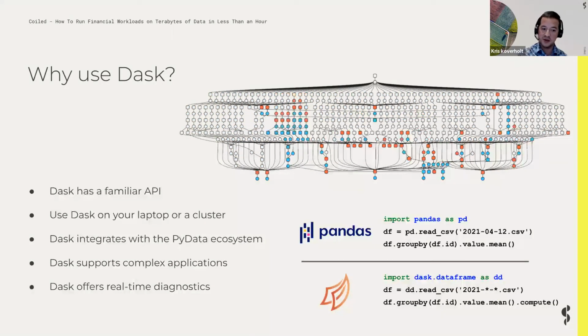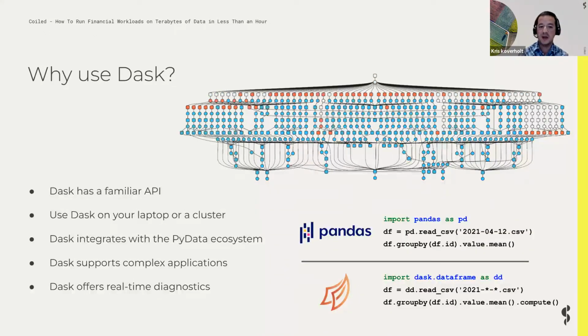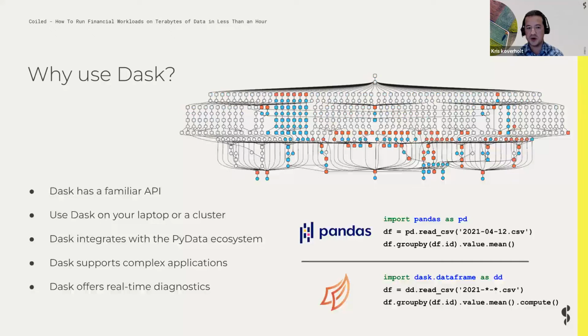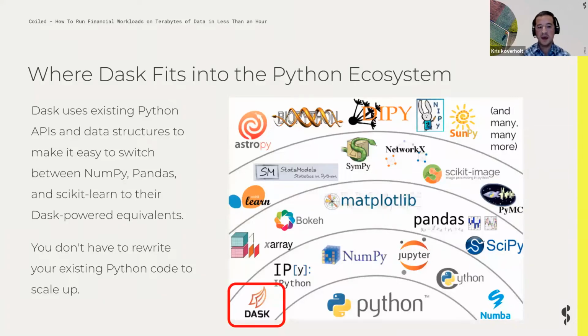You can also use Dask on your laptop or a big cluster. It's very easy to swap out what backend you're using in Dask. Dask integrates well with the PyData ecosystem and supports complex applications. I showed an example with data frames, but you could also be using something like Dask delayed or Dask futures and introduce your own custom parallel code. And finally, there are real-time diagnostics like what we saw in the dashboard, and a lot of information about task optimization and scheduler memory along the way.